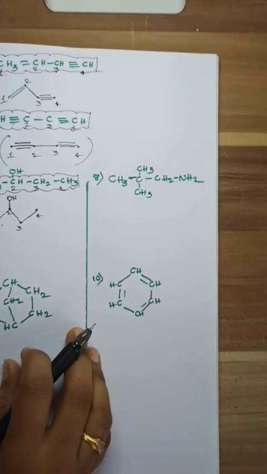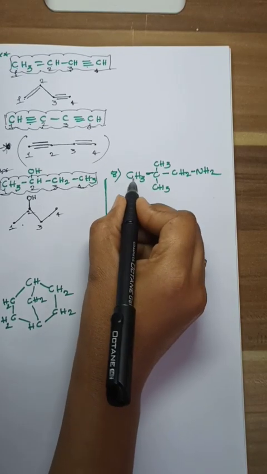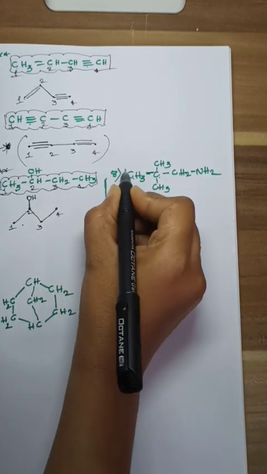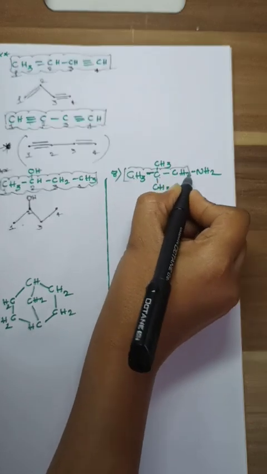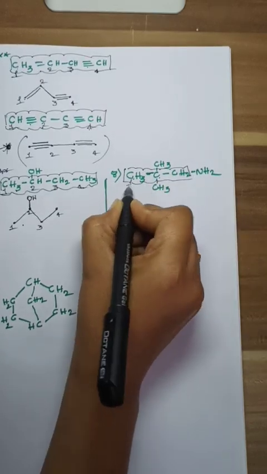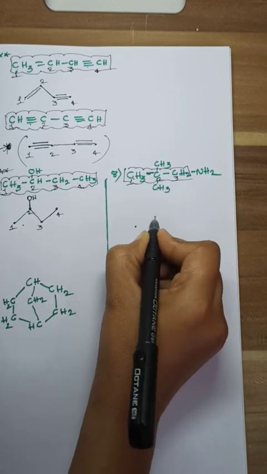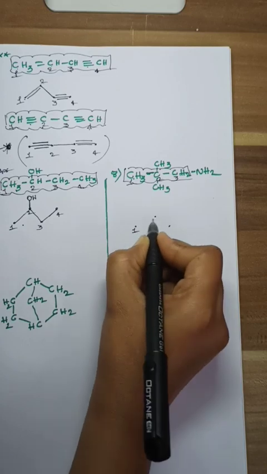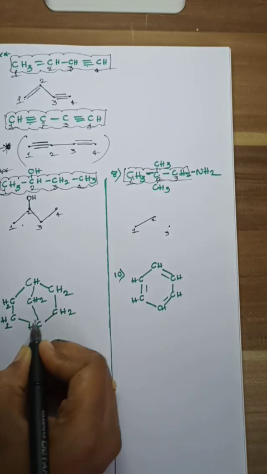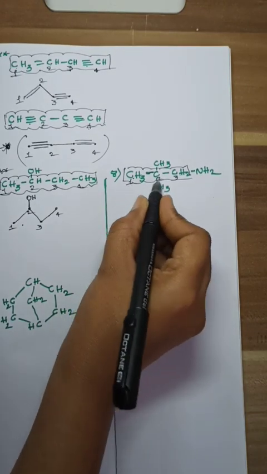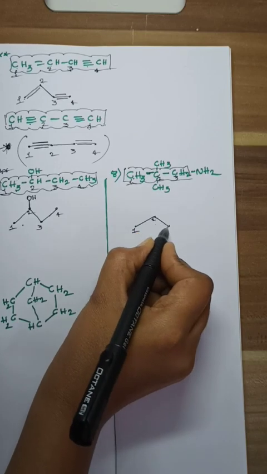Now here one more example. 1, 2, 3. Now this is the longest chain you consider. First carbon, second carbon, third carbon. Write in a zigzag manner like this. This is the first carbon, this is the second carbon, this is the third carbon. Between first and second, write one bond. Second and third, one more bond.